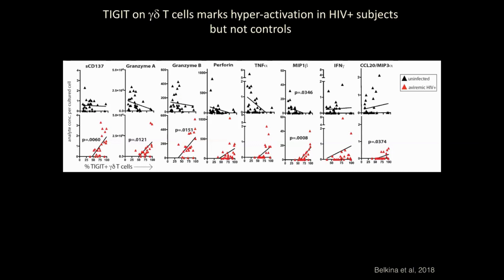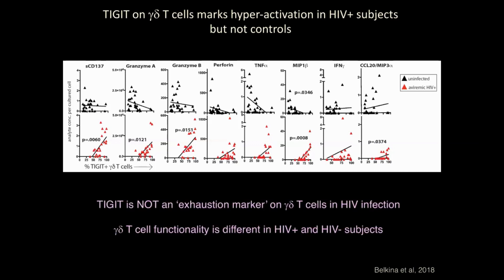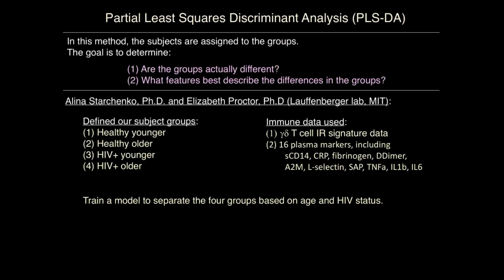The cytokines included soluble CD137, granzyme A, granzyme B, MIP1 beta, MIP3 alpha. We also saw some strong trends for perforin, TNF alpha, and interferon gamma. So TIGIT here is not an exhaustion marker of gamma delta T cells in the context of ART-suppressed HIV infection. Their functionality is clearly different in HIV positive and HIV negative subjects. So we can't call these cells exhausted anymore just based on the fact that they express an exhaustion marker.